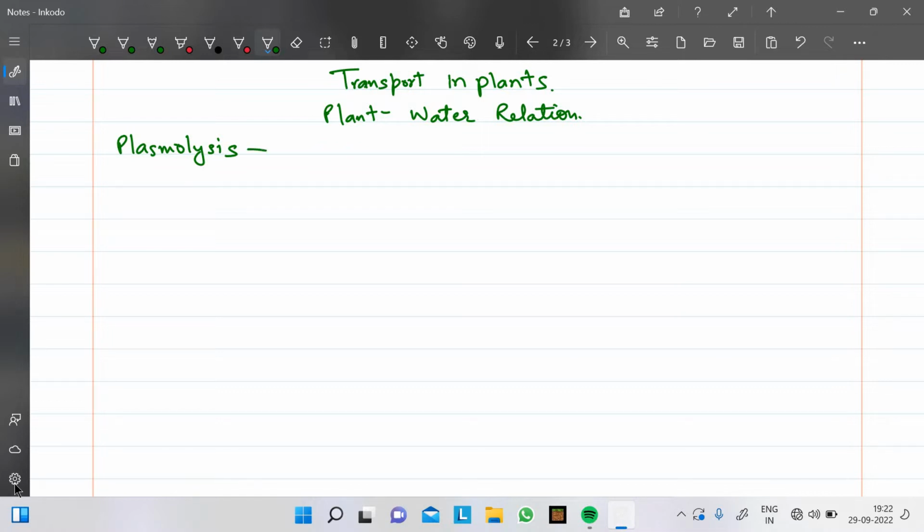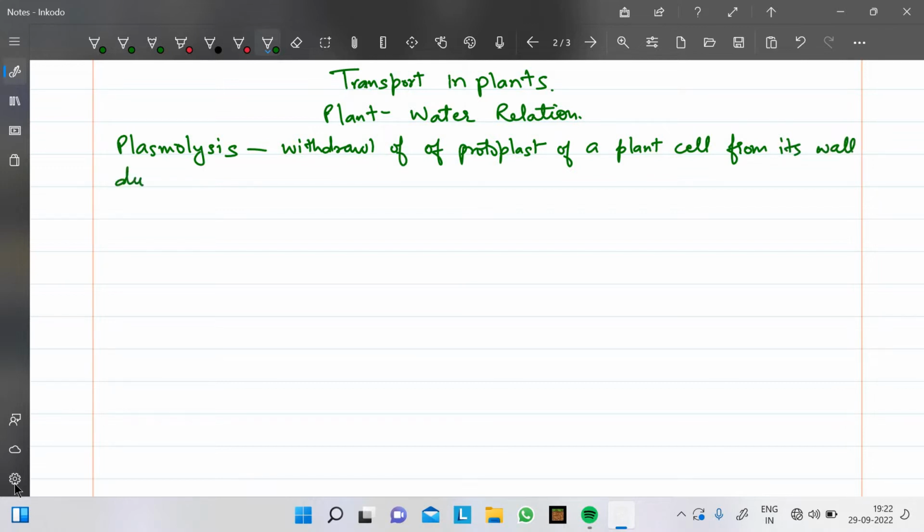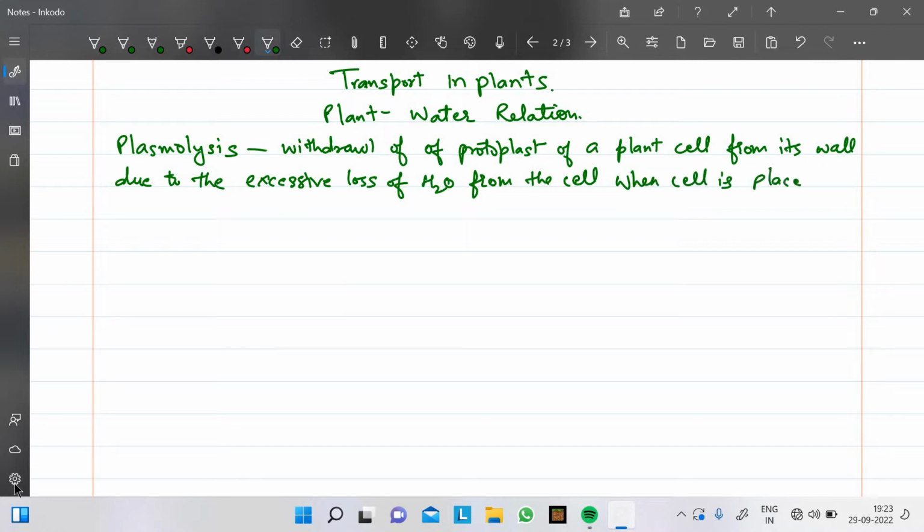Okay, so first we will discuss what is plasmolysis. Plasmolysis, if we define in bookish language, is the withdrawal of protoplast of a plant cell from its wall due to the excessive loss of water from the cell when the cell is placed in hypertonic solution.